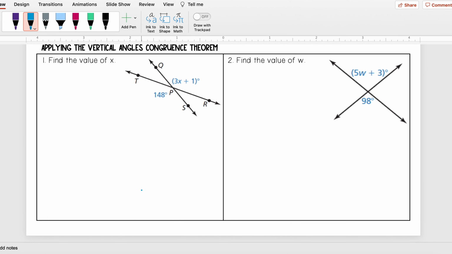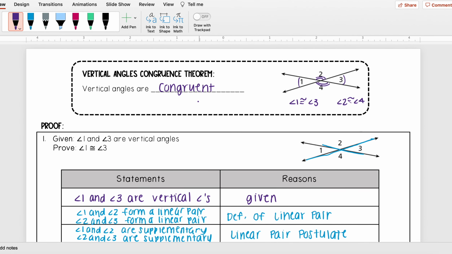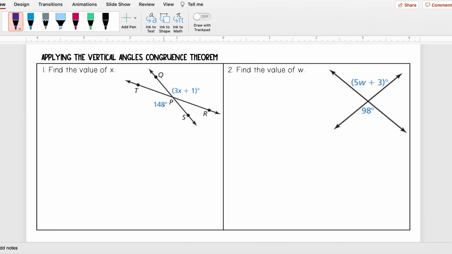And then finally, we're going to actually apply the vertical angles congruence theorem to find the value of x. So remember what we just learned and what we just proved is that vertical angles are congruent. So here I have these vertical angles, 148 and 3x plus 1. Since they are vertical angles, that means that they are therefore congruent. So I can set this up as 3x plus 1 is equal to 148. And then I will solve for x, so subtract 1, and then divide by 3. And I get that x is equal to 49.